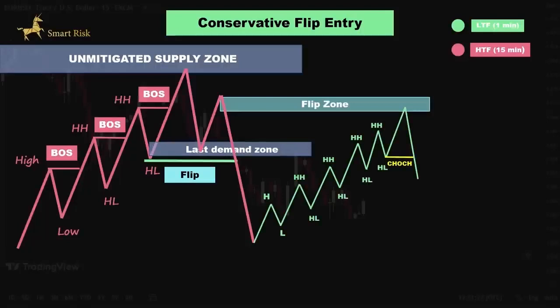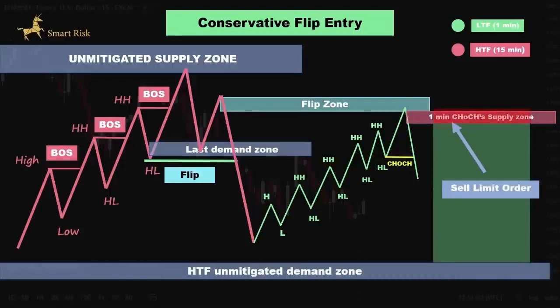Now we have executed our sell limit. Let's see what happens now. Our sell limit order has been activated and we have entered the market. As you can see, price after triggering our sell limit went down and finally hit our take profit and provided a trade with an 8 reward to risk ratio.